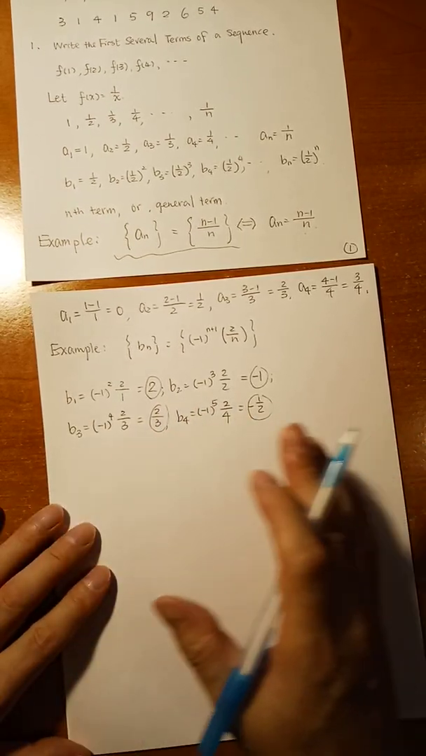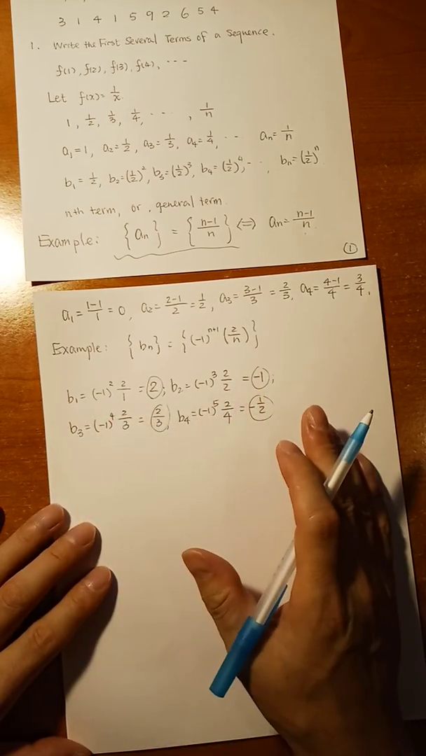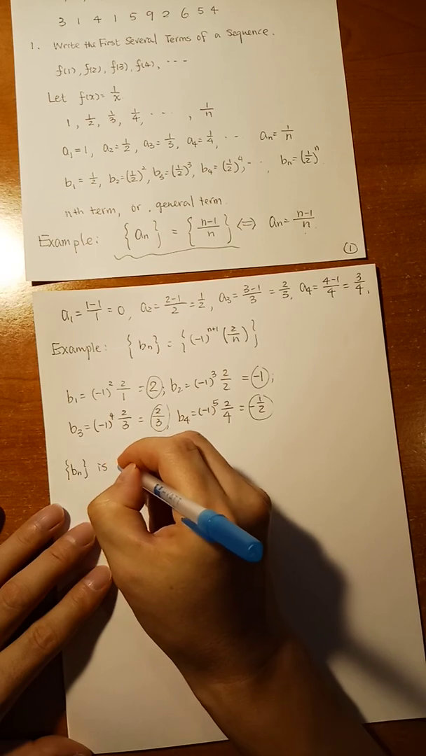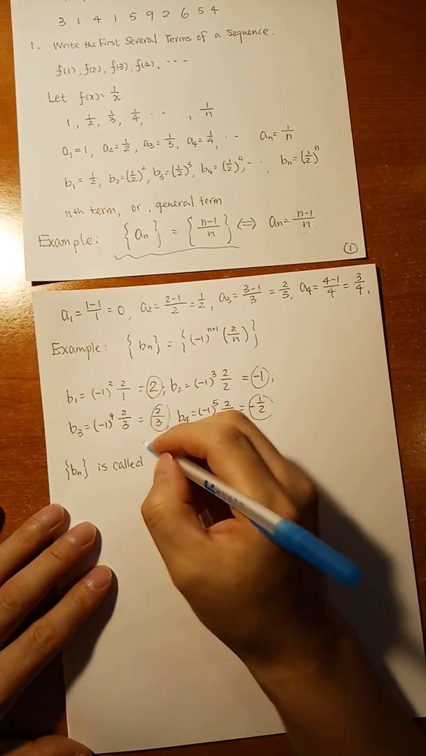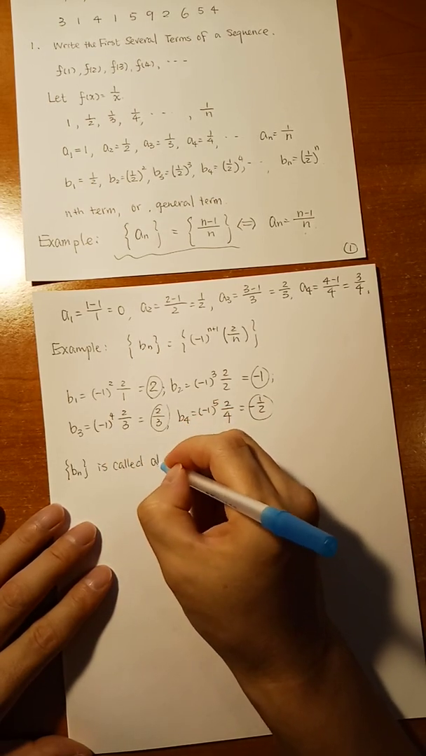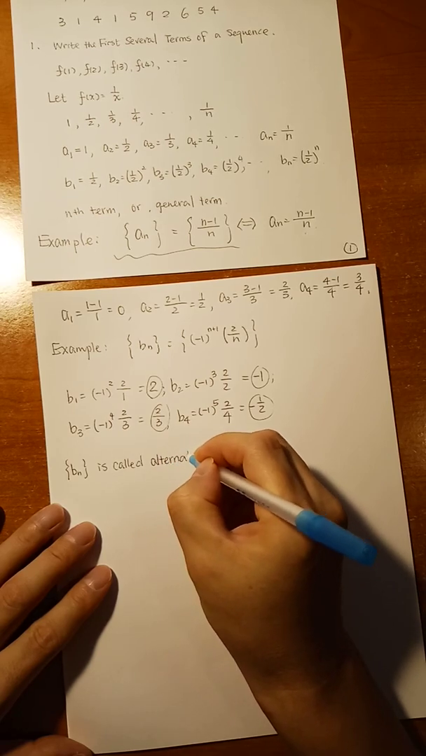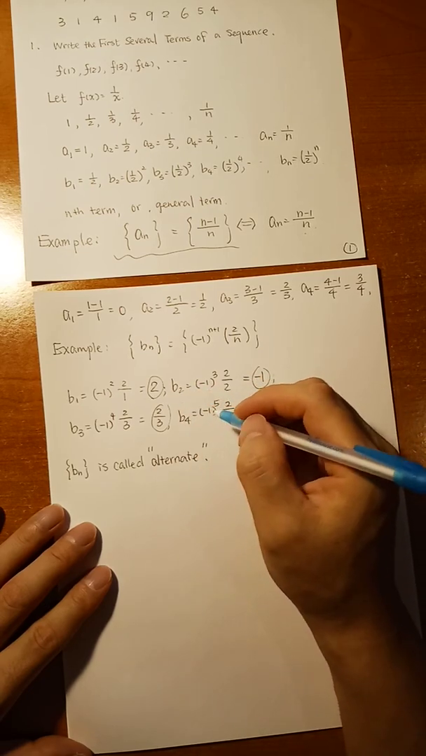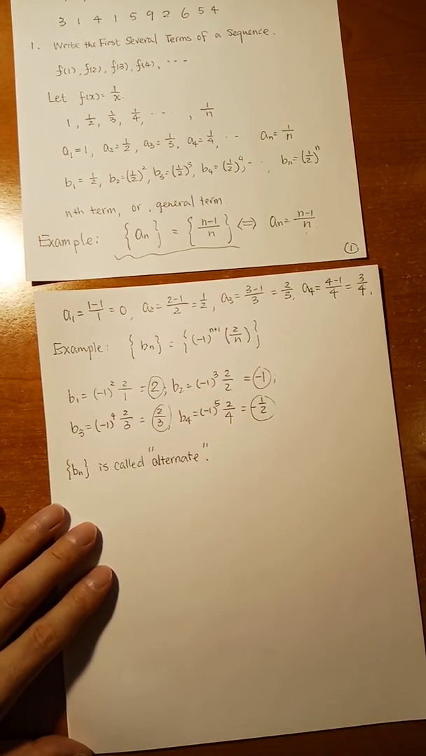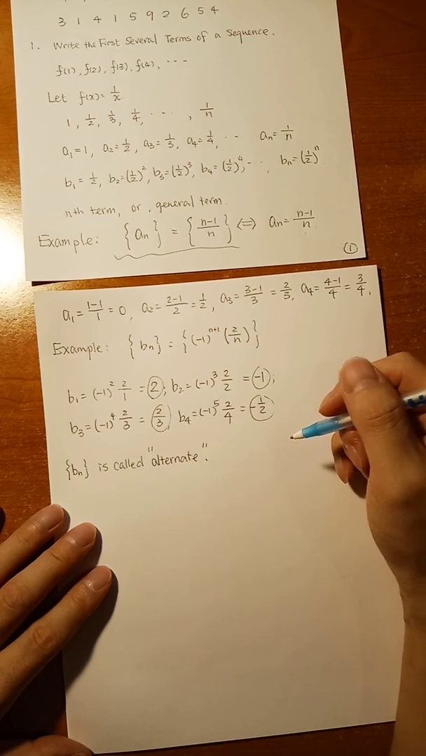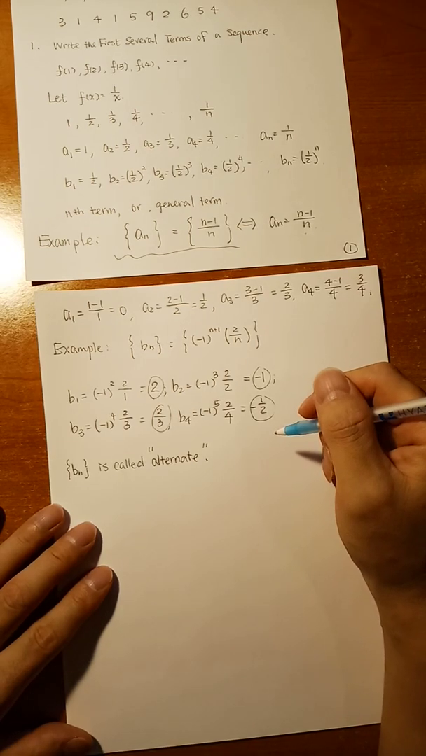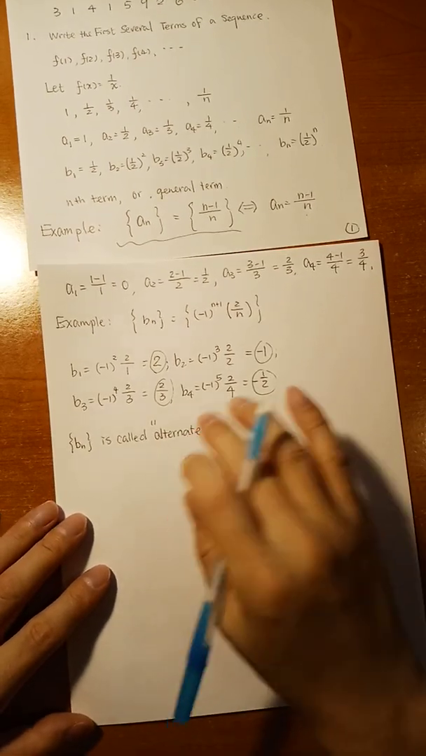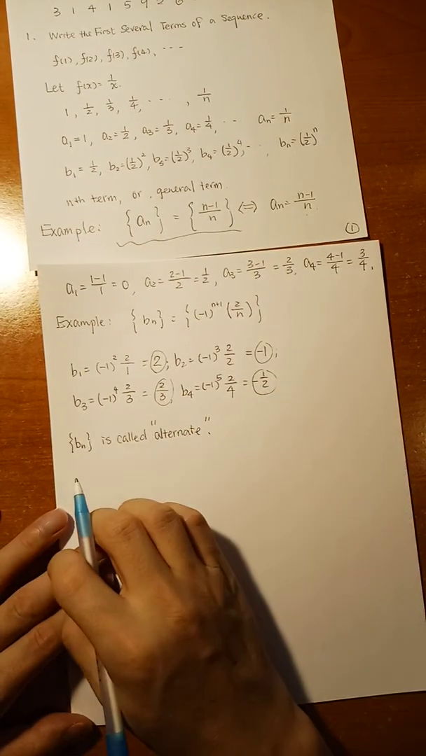You can expect that the next numbers will be positive, negative, positive, negative. So if such a pattern appears, this b sub n is called alternating. The sequence is called alternating if the signs are plus, minus, plus, minus, plus, minus. If that happens, we call it alternating. Okay? It's just a name. Later we will see the name.